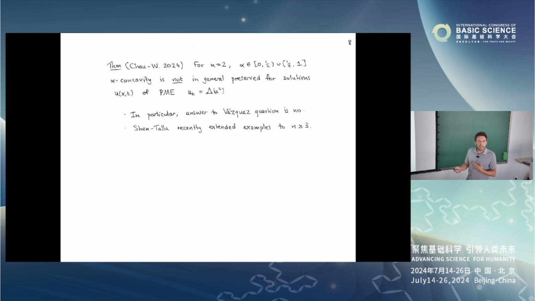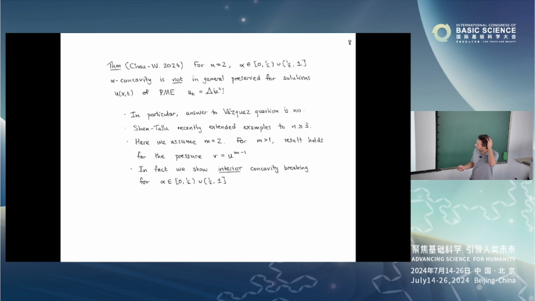Our examples were for n equals 2. Shen and Thaler extended our methods to higher dimensions, so you can come up with examples in any dimension. Just a reminder, we're assuming m equals 2. If you wanted to assume general m, then you'd be talking about concavity of the pressure, U to the m minus 1, not concavity of U itself.